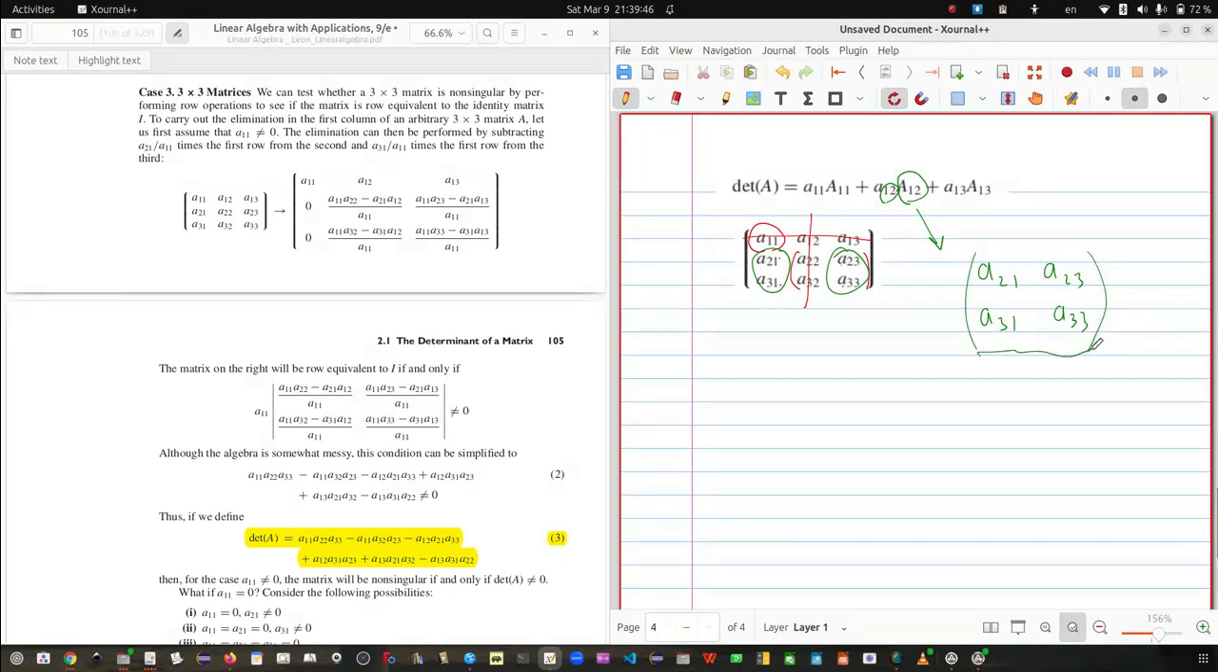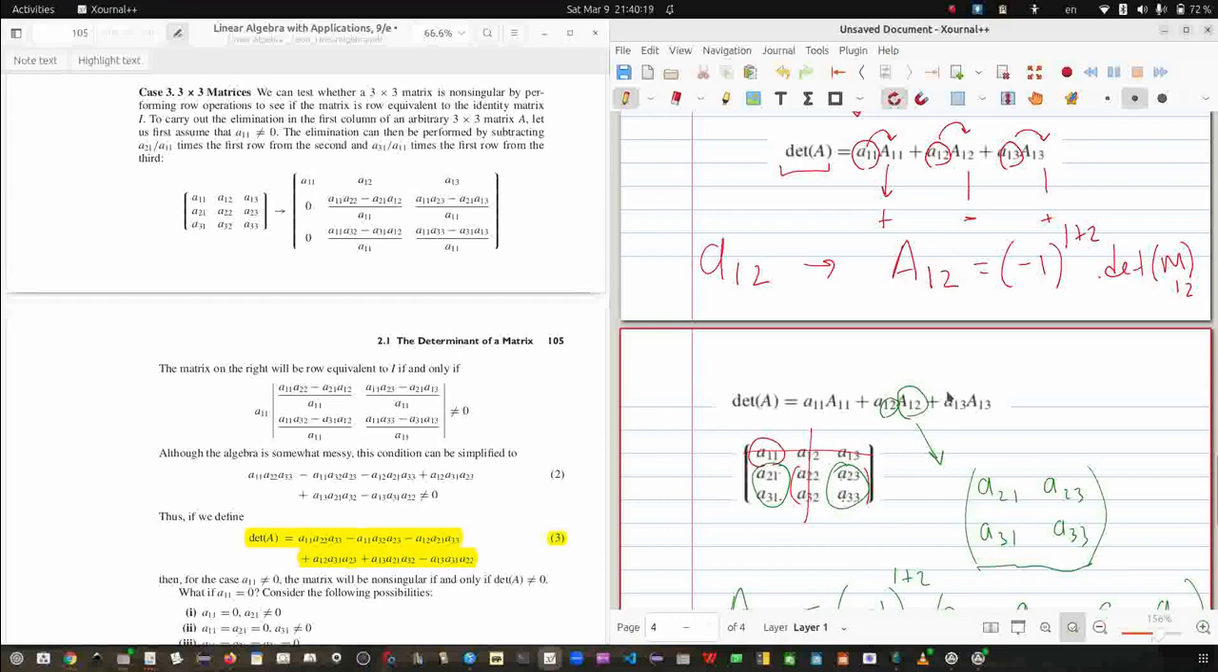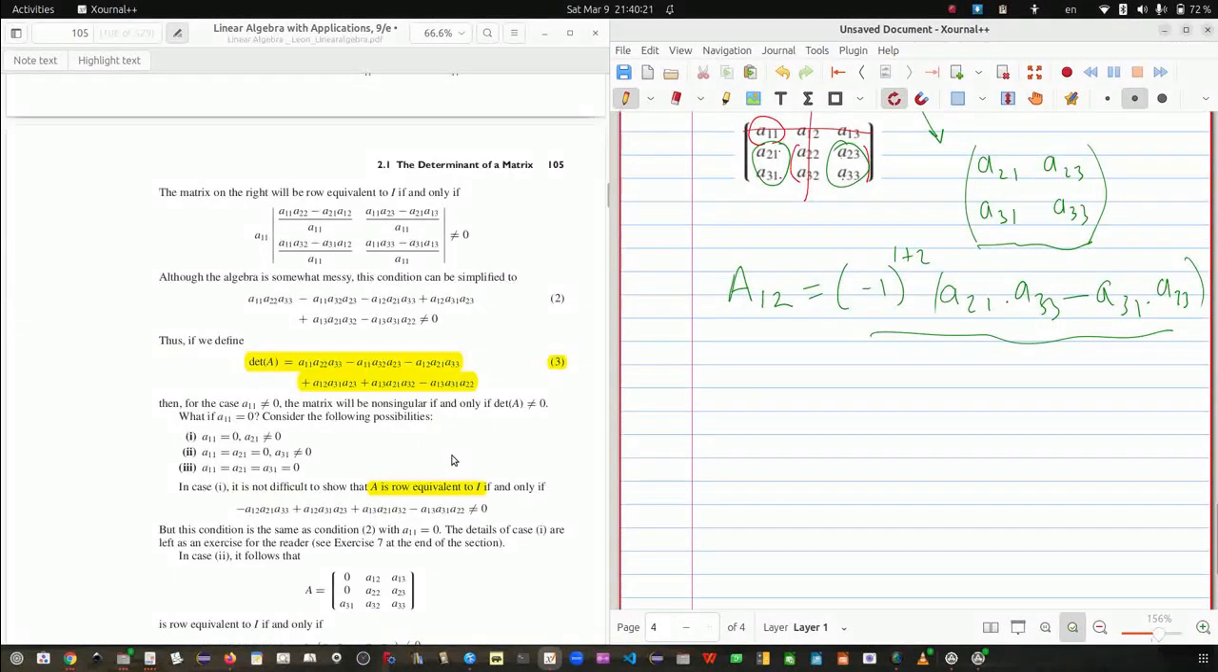And determinant of this one times the coefficient, which is making the sign negative or positive. So A12 is equal to minus 1 to the power 1 plus 2 times determinant A21 times A33 minus A31 times A23. Right? This is it. And now let's see the example with the numbers.